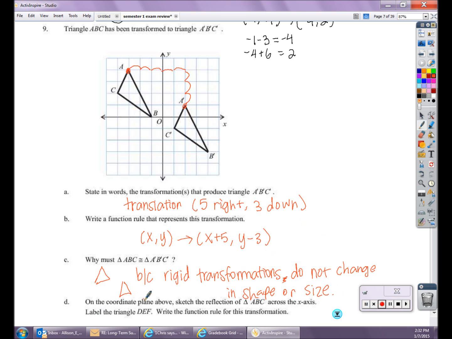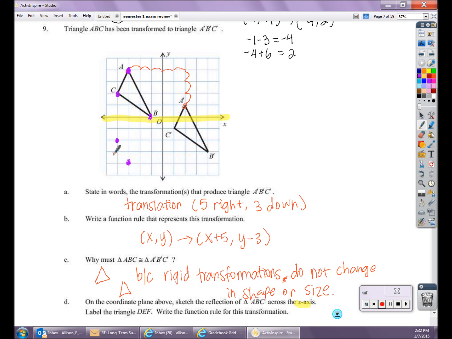C, on the coordinate plane above, sketch the reflection of ABC across the x-axis. Label the triangle DEF. Write the function rule for the line. Okay. So we're going to highlight the x-axis, which is this thing right here. And we're going to reflect ABC across this. So all I do is I just count to the yellow line. So for C, 1, 2, past it, 1, 2, new dot. For A, 1, 2, 3, 4, past it, 1, 2, 3, 4, new dot.